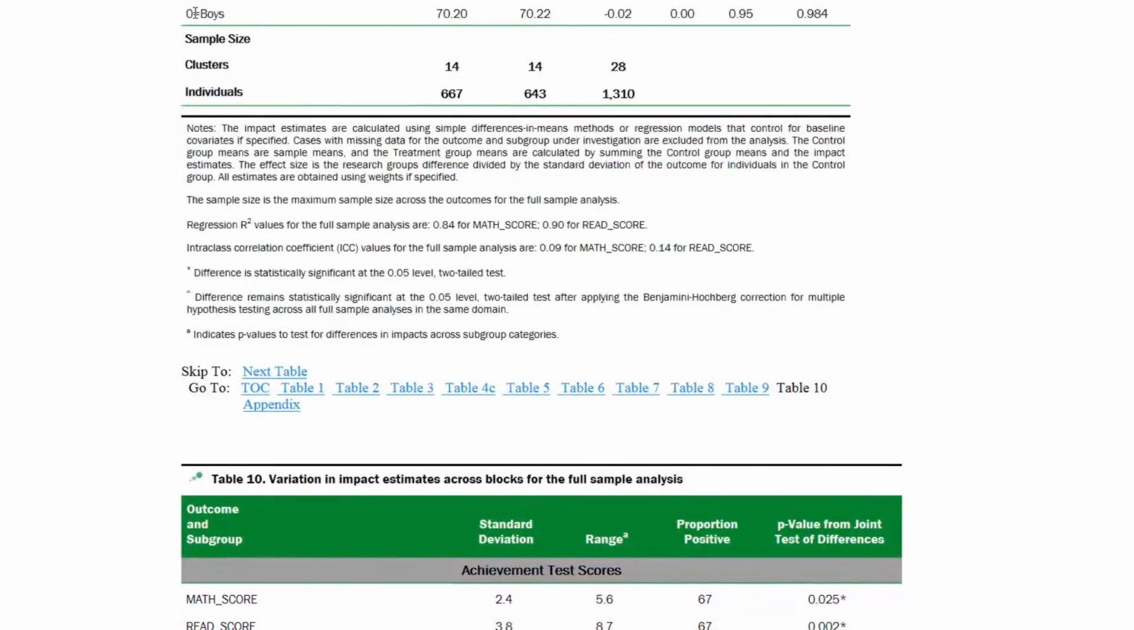The notes to Table 9 provide information on the calculations. They also provide information on regression R-squared values and clustering effects. These are important parameters to help design future evaluations.